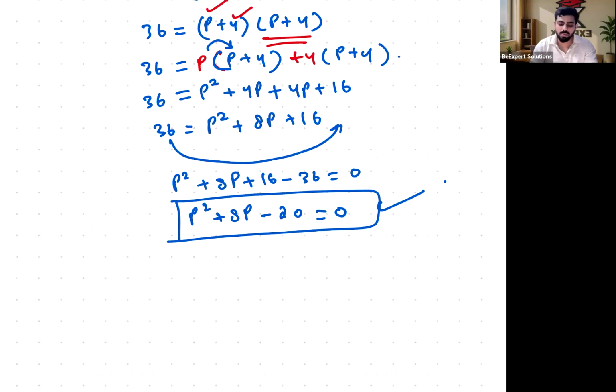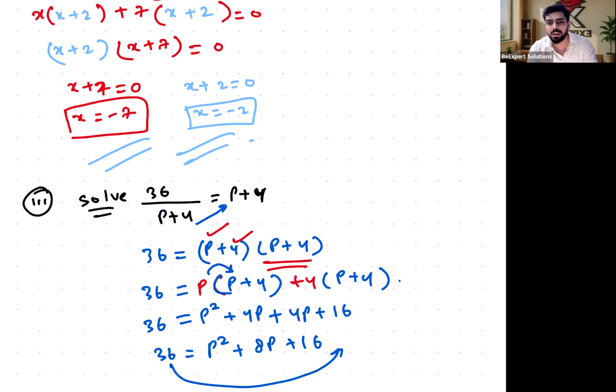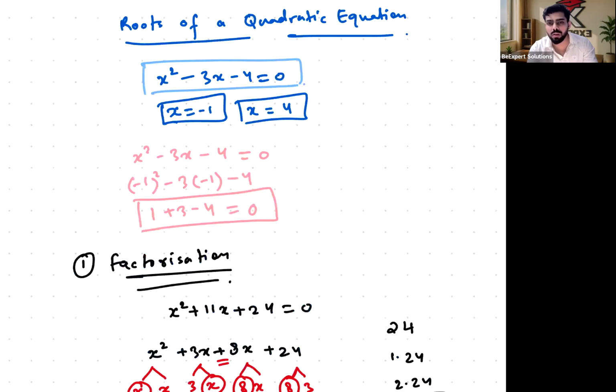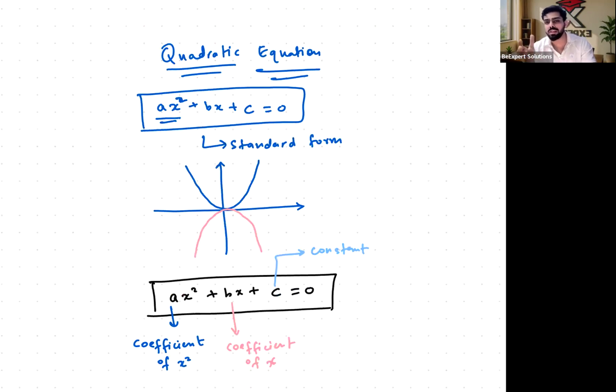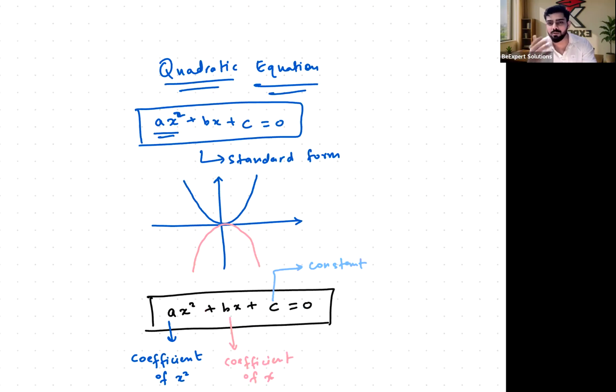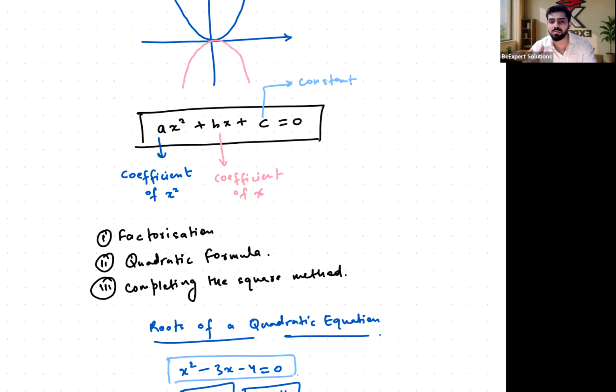Last time we discussed what a quadratic equation is. I told you it is of the form ax square plus bx plus c. That's the standard form of an equation. That's the parabolic graph, which is how the graph of a quadratic equation looks. a is the coefficient of x square, b is the coefficient of x, and c is the constant. I'm telling you this fast.